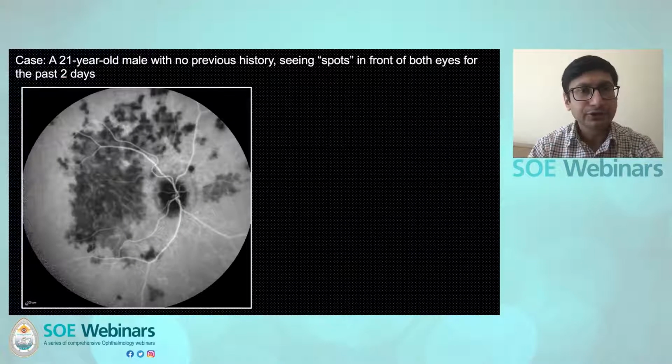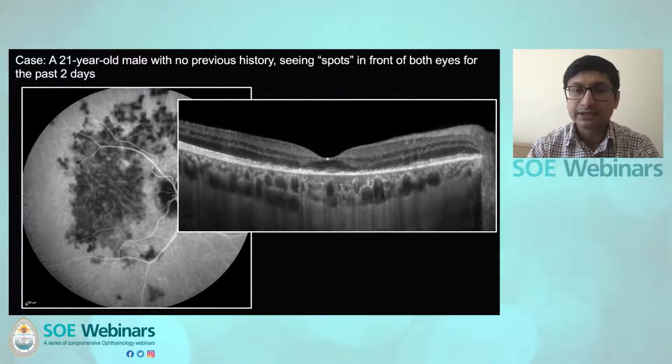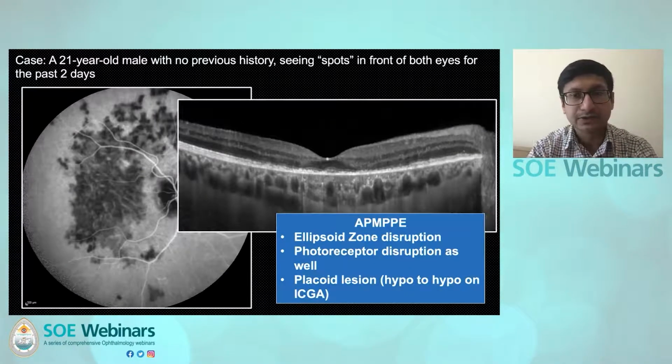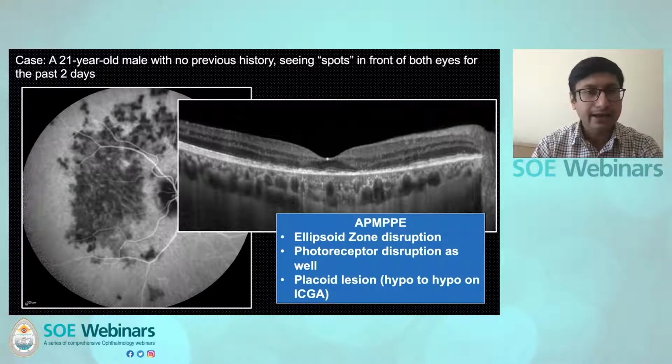Now I'm going to show you another case of a young male with no previous history, with spots in front of both eyes. And you can see here on ICG, there is hypofluorescence suggestive of flow deficit. The OCT shows you ellipsoid zone disruption and photoreceptor disruption. It's a large placoid lesion. And of course, there is no doubt in the diagnosis, this is an acute posterior multifocal placoid pigment epitheliopathy, which is involving the fundus here of the right eye.